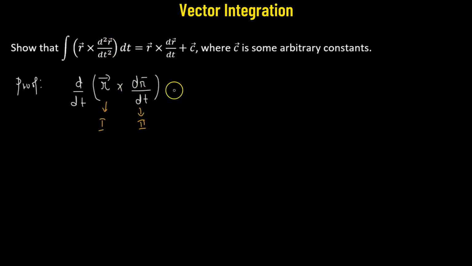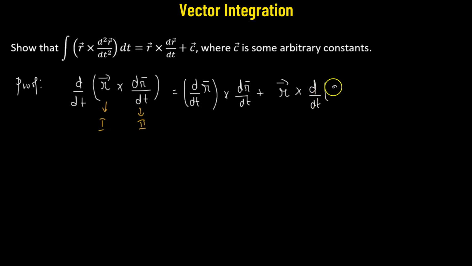Now using the definition of the product rule, we will take the derivative with respect to t of our first function, so that's r vector, and then we will cross it with our second function, which is dr vector over dt, plus we will take the first function, which is r vector, and cross it with the derivative with respect to t of our second function, which is dr over dt. Now, as per the definition of the cross product, dr vector over dt and itself are parallel to each other, so that means the cross product will go to 0.